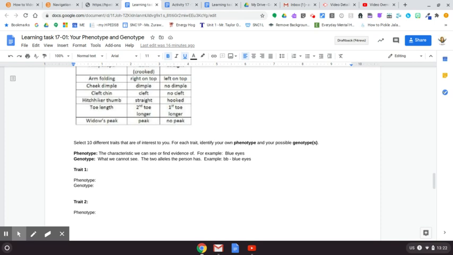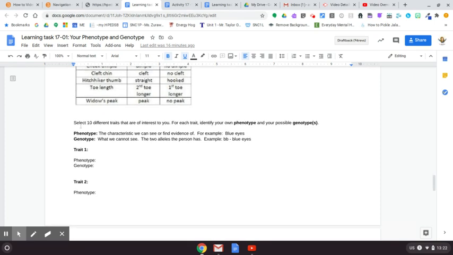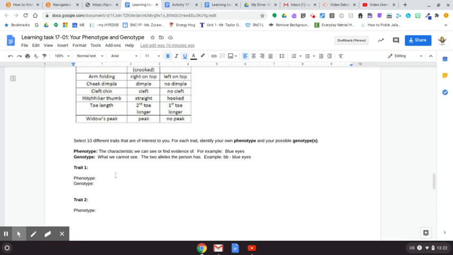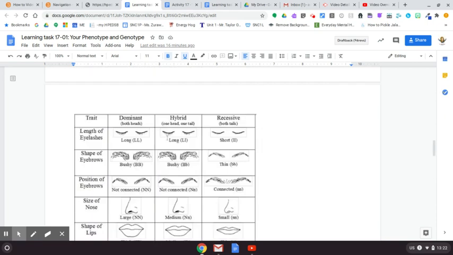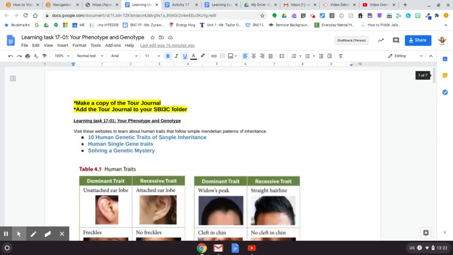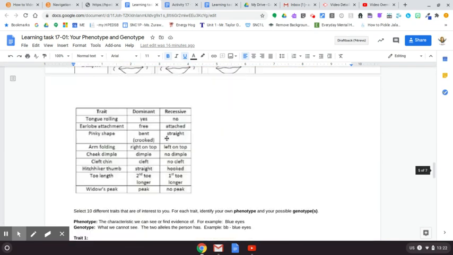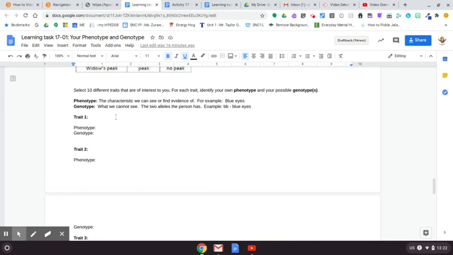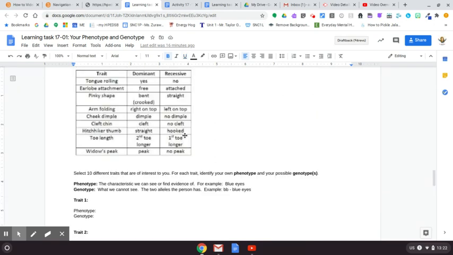I'm happy to connect to talk about this as well. But what you're going to do for the actual assignment is pick 10 of these traits. I don't care which ones you pick. I gave you a whole bunch of examples, and you are going to tell me what the trait is.